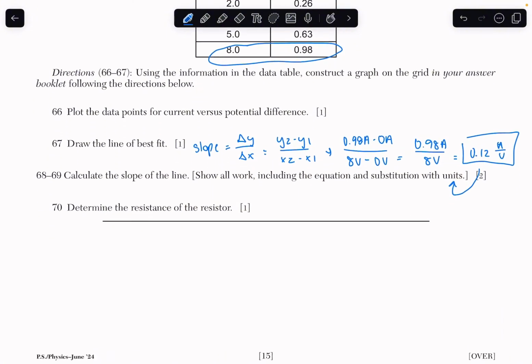Determine the resistance of the resistor. So, in order to determine the resistance, we're just going to pick a random point and use the equation R equals V over I. So, I'm just going to pick the last points again and plug it in. So, resistance equals 8 volts over 0.98 amps. And once you calculate that, you're going to get 8.2 ohms.